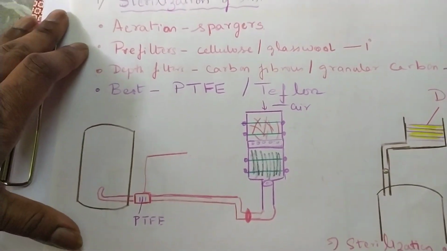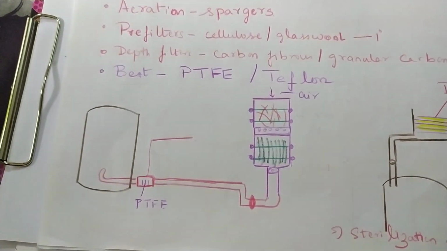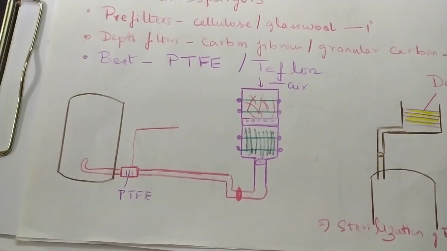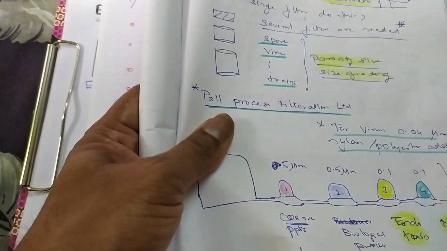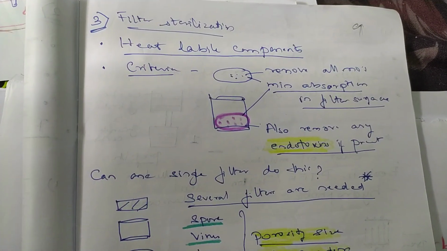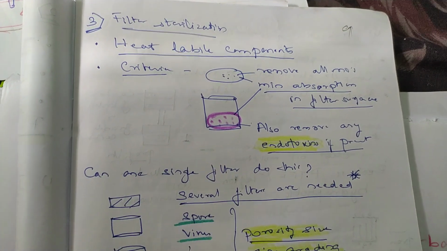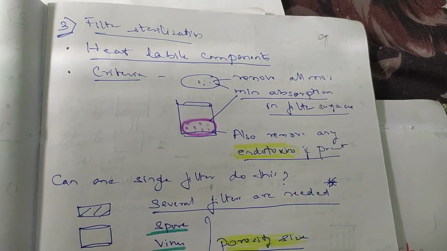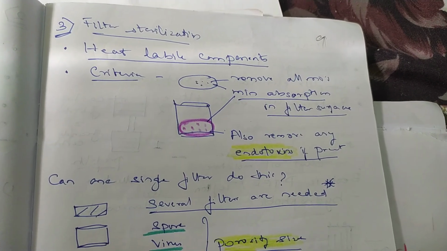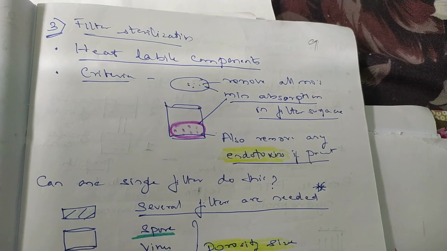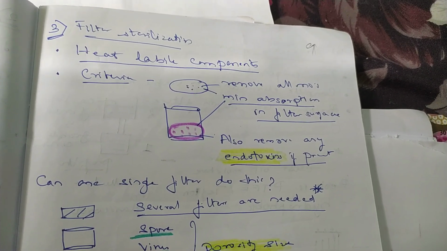Okay, so next I'm telling you about the part of, yes, let me go back here. Let me discuss sterilization in the industry related to filter sterilization. So we all know that there are a lot of heat labile components, right? So what is the meaning of heat labile components? They're very sensitive. Okay, we have to sterilize them through filtration mechanisms.